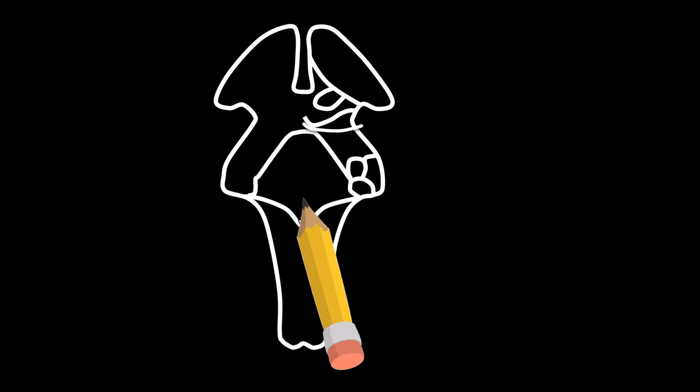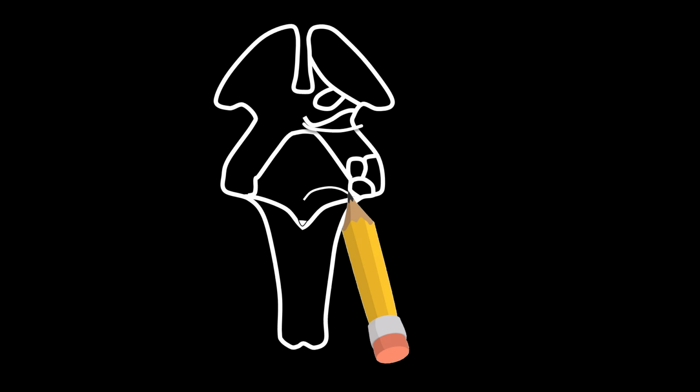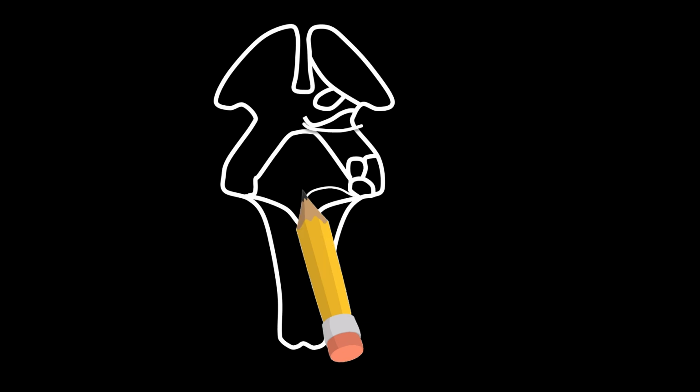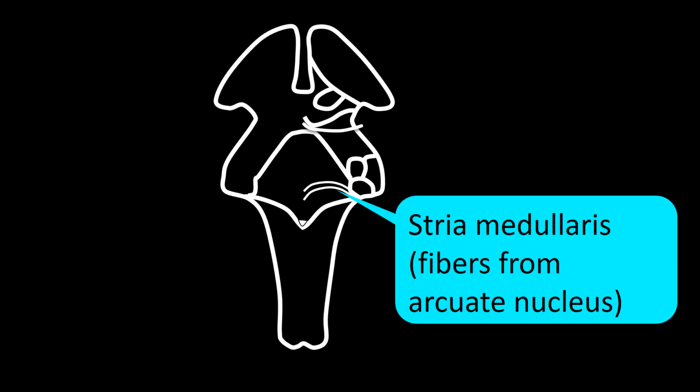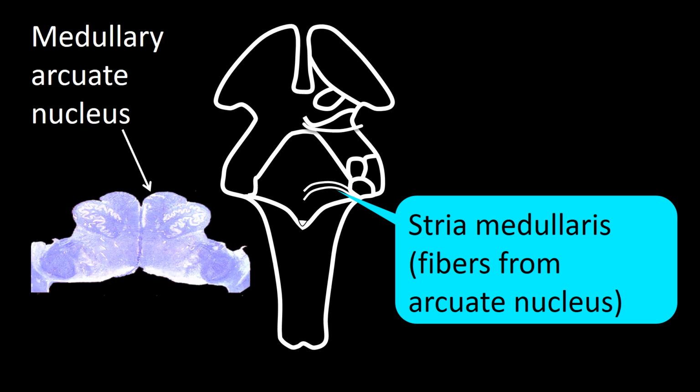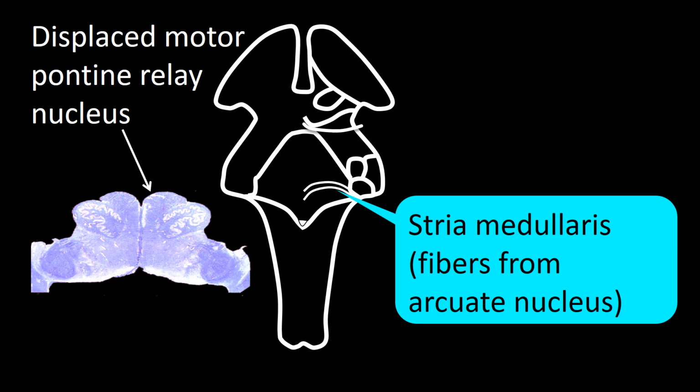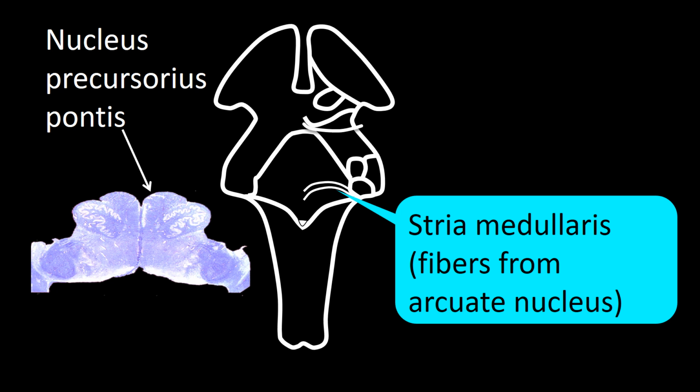Back to the drawing to feel the floor of the rhomboid fossa. We will start by making a curved line as I have just made, and then another one just above it. They represent the stria medullaris. The stria medullaris arise from the medullary arcuate nucleus. The medullary arcuate nucleus is a displaced motor pontine relay nucleus. Hence, sometimes it is called the nucleus precursorius pontis. At least, this name is used often for the rostral most extension of this nucleus.